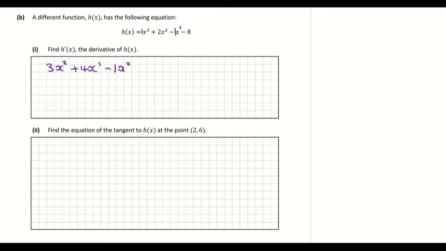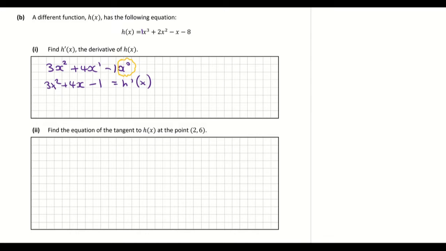And when you differentiate a constant, it just drops off. We should hopefully know that x to the power of 0 is just going to be 1. So 3x squared plus 4x minus 1 is your derivative. So that's your h dash of x.